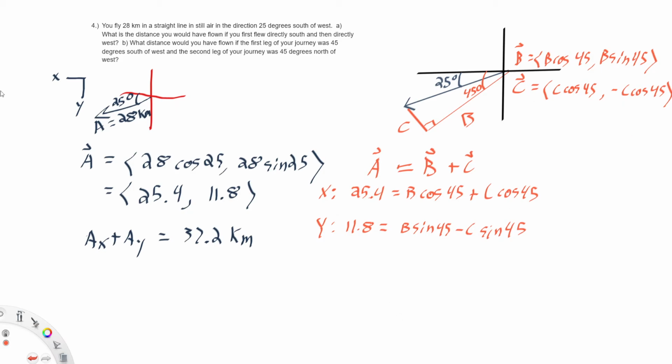Oh, yeah, that should be sine. For this case, it actually doesn't matter because cosine 45 and sine 45 are both radical 2 over 2. But yes, I meant to write sine there.